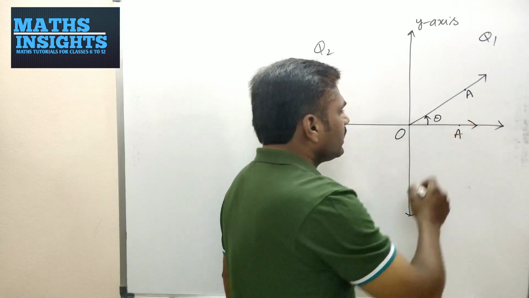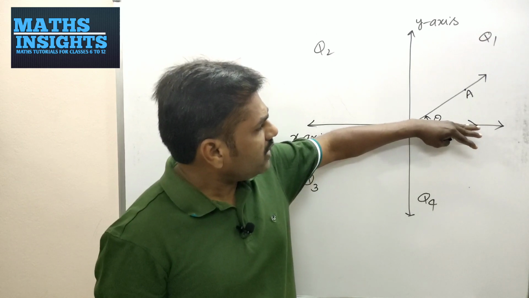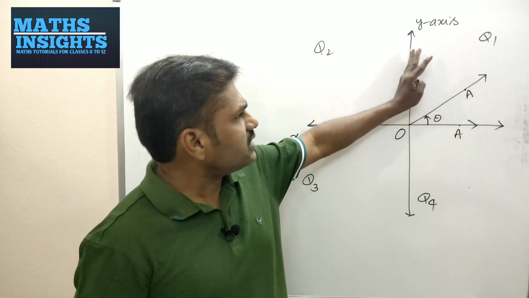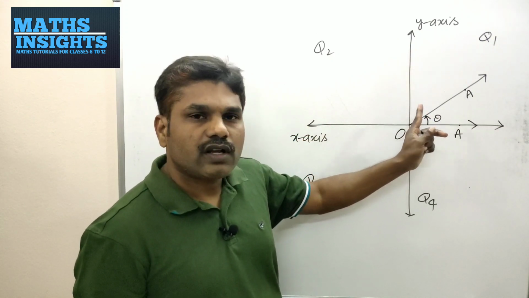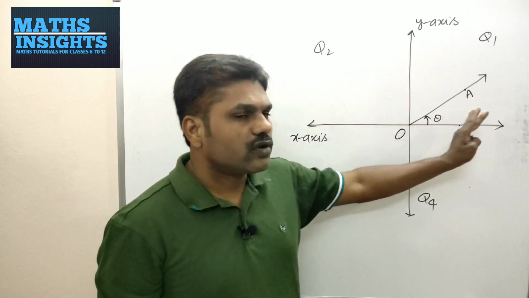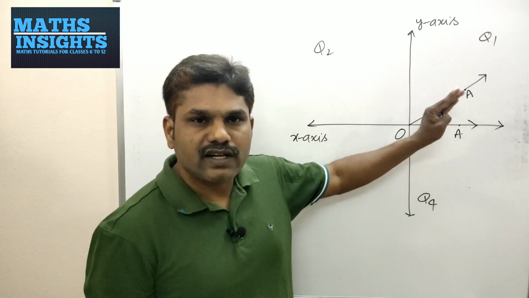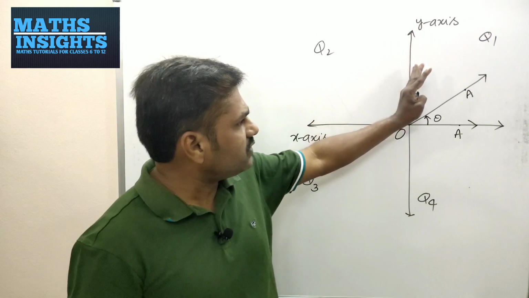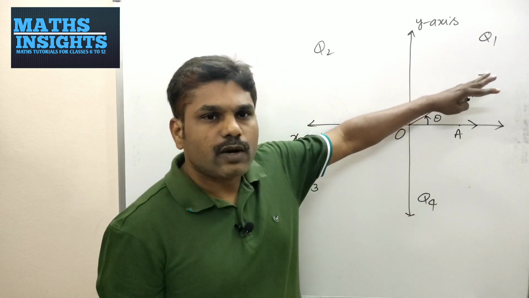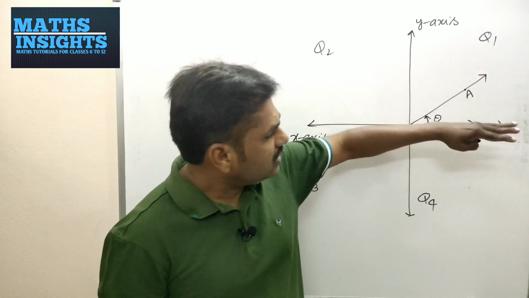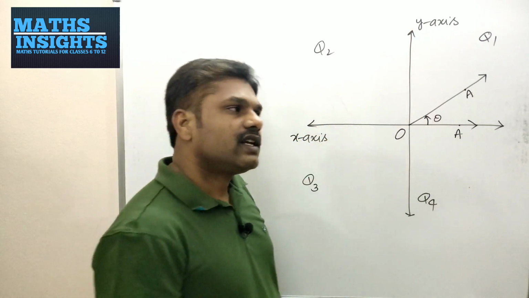Let it be theta. This theta is less than 90. Why? Because when it rotates like this and it coincides with the positive y-axis, then the angle between these two is 90. Why? Because they are perpendicular to each other. But this theta is always less than 90. When it completes and coincides with the positive y-axis, then only we will say that this ray OA completed 90 degrees. But it is between the positive x-axis and the positive y-axis. Therefore, this angle is less than 90.